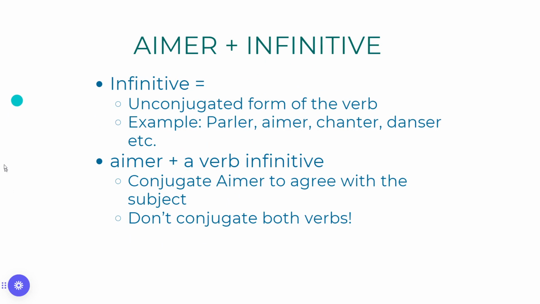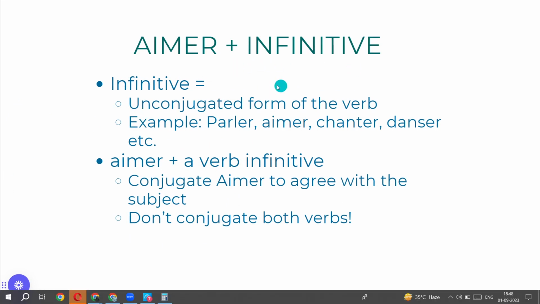Aimer with infinitives. So what is the infinitive of the verb? As I told you, the infinitive means the verb without the conjugation, like j'aime. See, j'aime here is conjugated. But when a verb is not conjugated at all, that verb is called the infinitive form of the verb. For example, parler, aimer, chanter, and danser. Aimer plus a verb infinitive. It is necessary that you note this down.